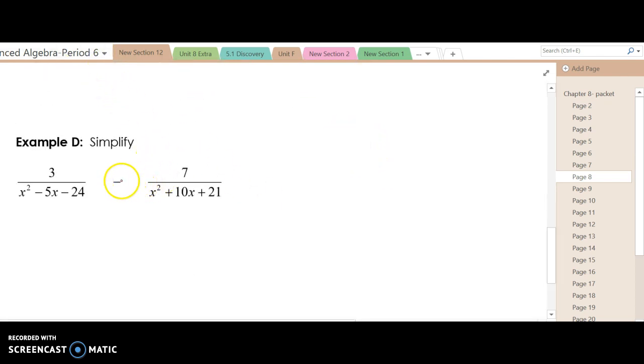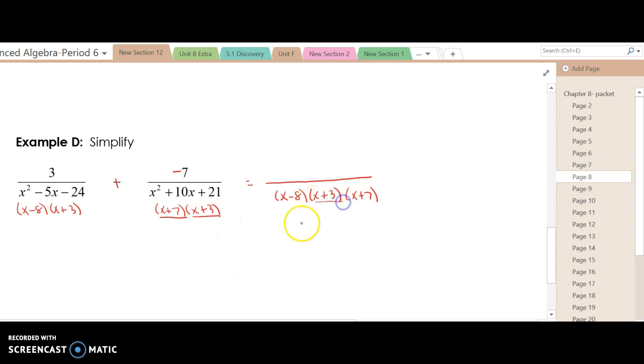First thing I'm going to do is I like to change subtraction to addition, make that negative. I'm going to factor the denominators, x minus 8, x plus 3, x plus 7, x plus 3. Now when I go to find that common denominator, right, I have to bring the x minus 8 over. I need the x plus 3. I need an x plus 7. And I need an x plus 3, but if I look, I already have it, so I don't have to add it a second time.